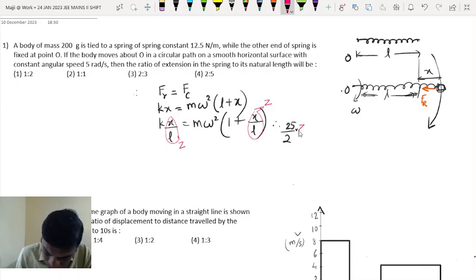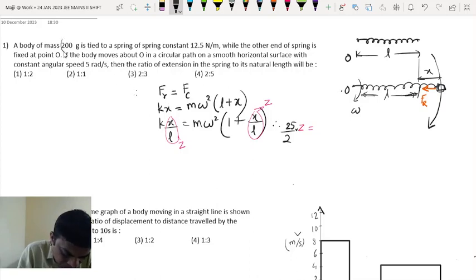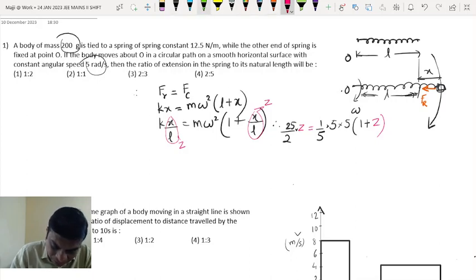So 25 by 2 into Z is equal to m. Mass of the block is 200 gram. 200 gram is 1 by 5 kg. Omega is 5 radian per second. So 5 into 5 into 1 plus Z. X by L I have taken as Z. So let us cancel the things there. 1 by 5 gets cancelled here and 1 by 5 gets cancelled here.